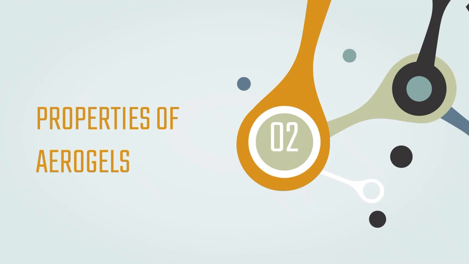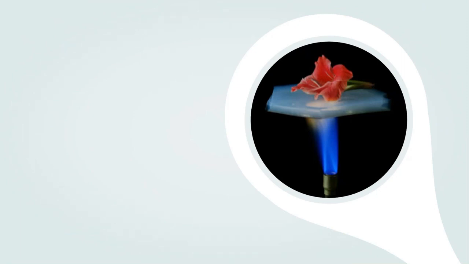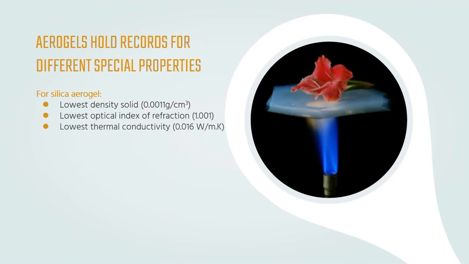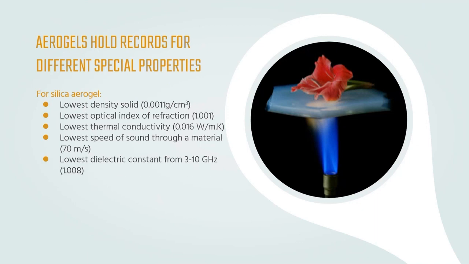So let's take a closer look at the properties of aerogel, starting with silica aerogel. Aerogels hold records for different special properties. Silica aerogels are known for their incredibly low density, thermal conductivity, and optical index of refraction. They are also unique in the speed of sound through the material and dielectric constant. Carbon aerogel, on the other hand, boasts the highest specific surface area for monolithic materials. This makes them incredibly useful in applications where a high surface area is required, such as in energy storage devices.